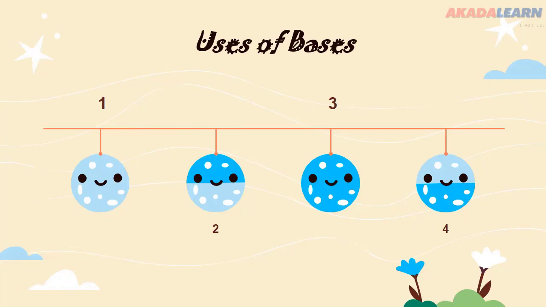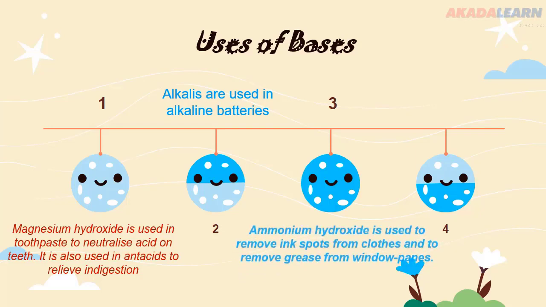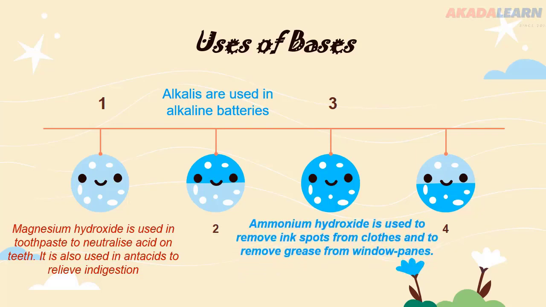Uses of bases. 1. Magnesium hydroxide is used in toothpaste to neutralize acid on teeth. It is also used in antacids to relieve indigestion. 2. Alkalis are used in alkaline batteries. 3. Ammonium hydroxide is used to remove ink spots from clothes and to remove grease from window panes.